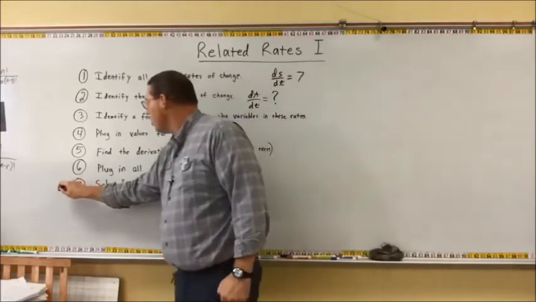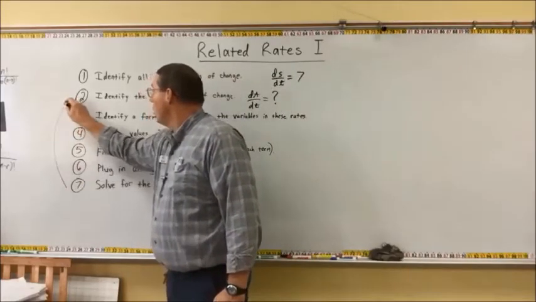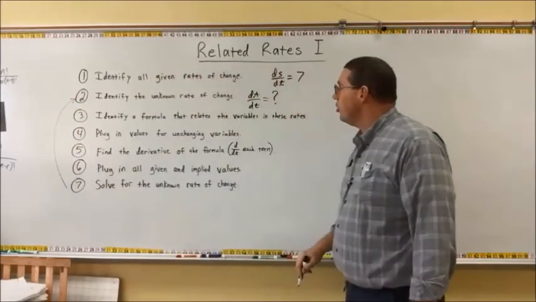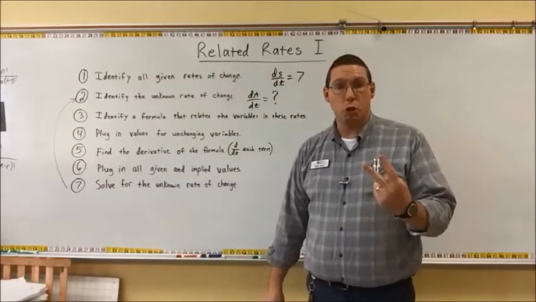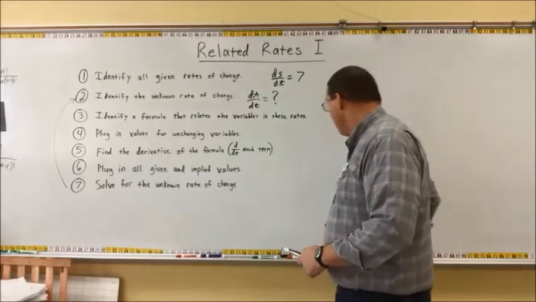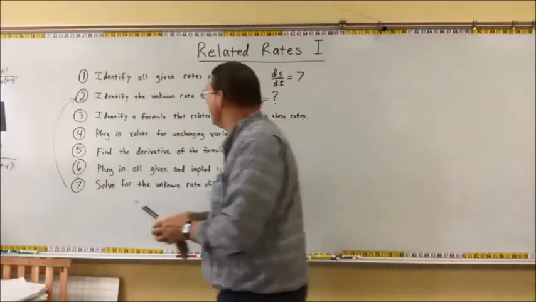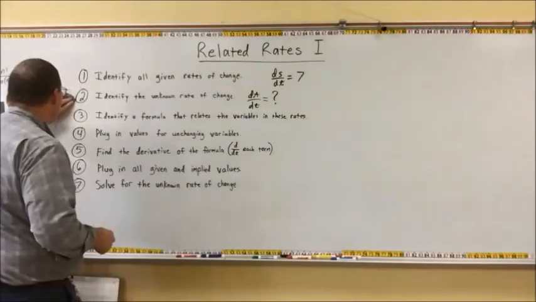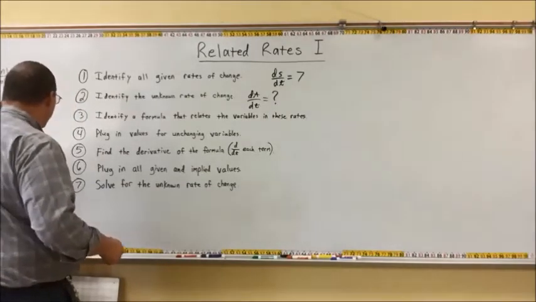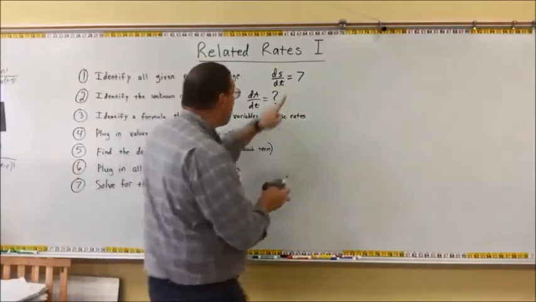In step 7, you are solving for the rate of change that you identified in step 2. Okay, so first we need to identify any rates of change that are given. Sometimes you're given more than one. You've got to write those down with their numbers.